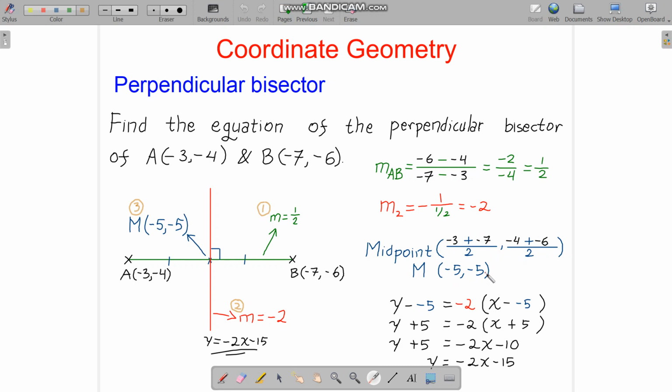And then after you have the midpoint and the gradient, you can use the y minus y1 formula. Of course, you have to use the gradient of the perpendicular bisector, which is minus 2, and you have to use a point passed by the perpendicular bisector line. So we have to use the midpoint. We cannot use the point A or the point B because they are not on the perpendicular bisector line. So using the gradient and the midpoint, we can find the equation of the perpendicular bisector. That's it. I'll see you again next time.